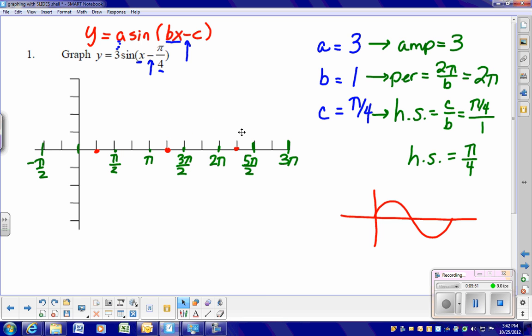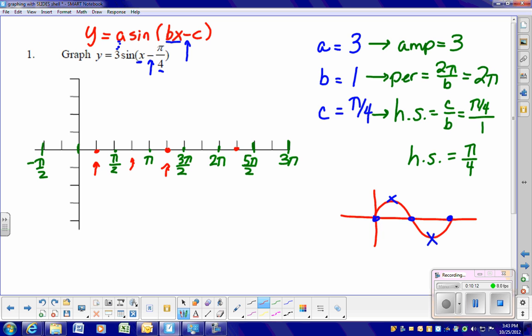Okay, so I have a beginning, an end, and a middle. That would correspond to this point, and this point. Now I need to figure out where the peak and where the valley of my sine curve would be. Well, halfway between this point and this point is right here. That's where the peak needs to be.